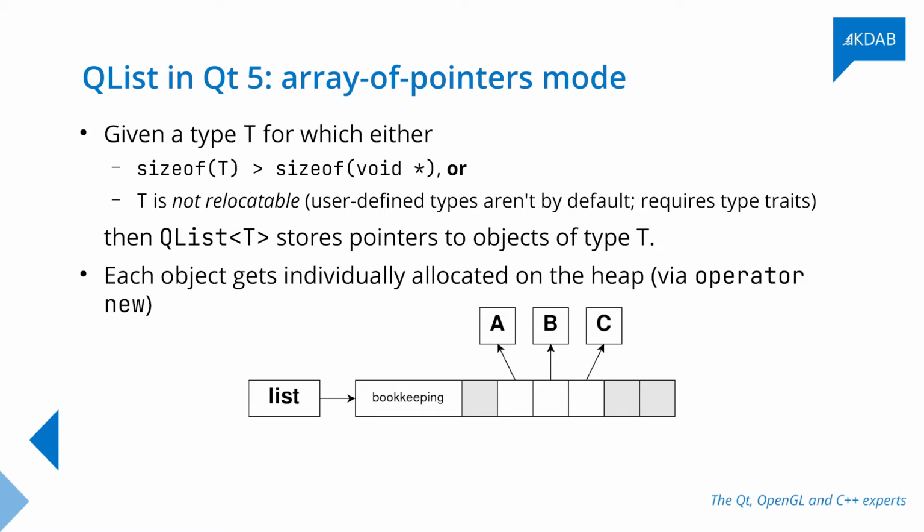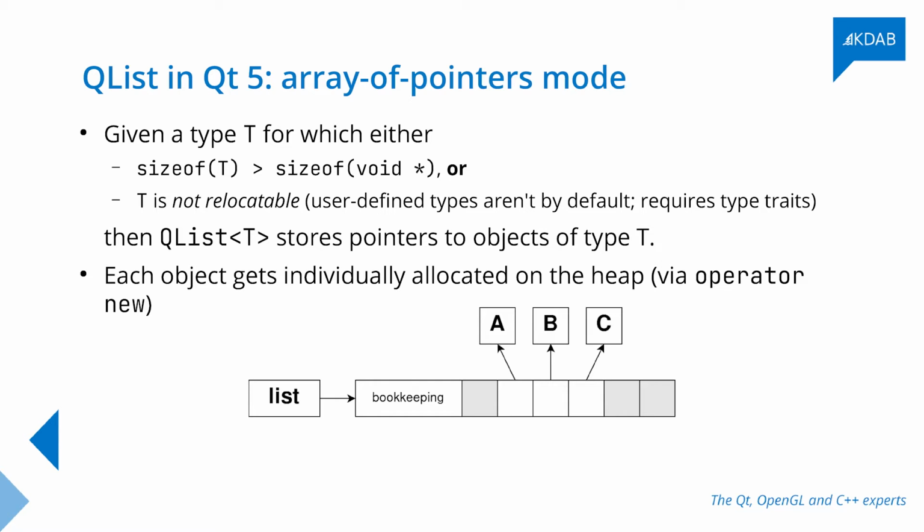It's just how QList works internally. It's data structure organization, if you want. The second thing is, what do I mean exactly that T must be relocatable? How does QList know if a given data type, maybe a data type that you have defined, is relocatable or not? And the way this works is by using type traits.